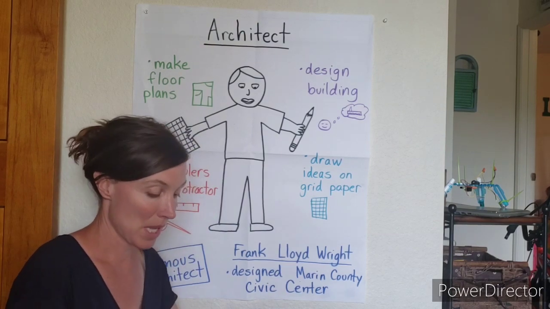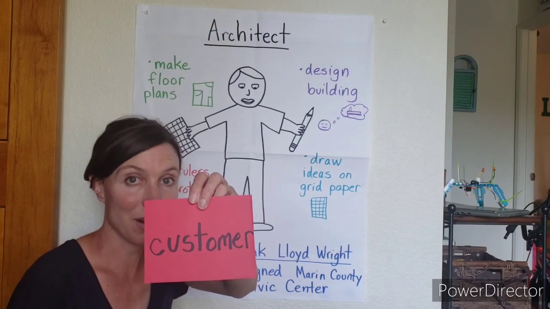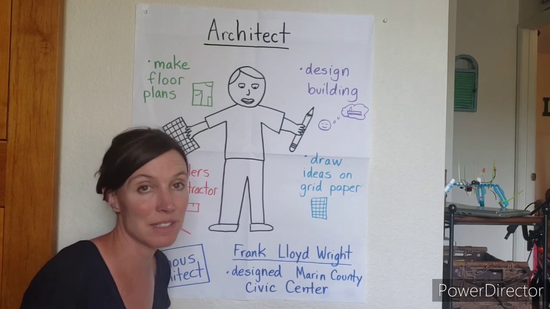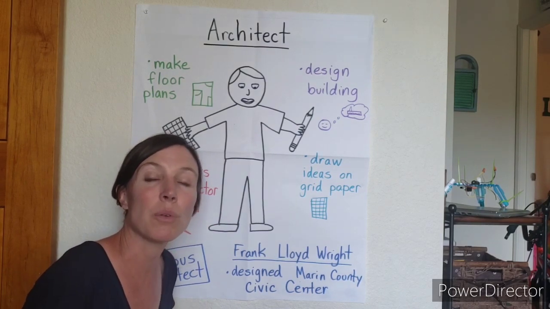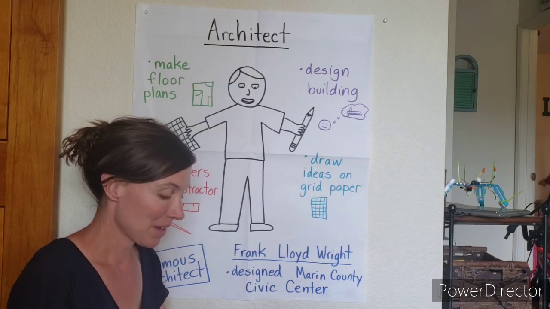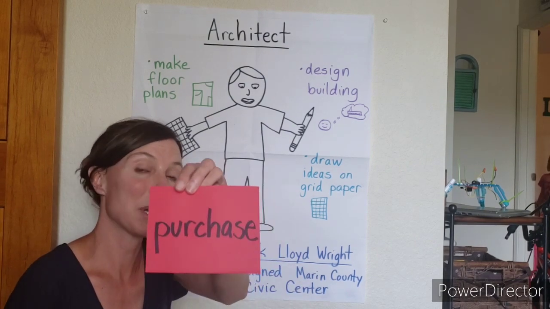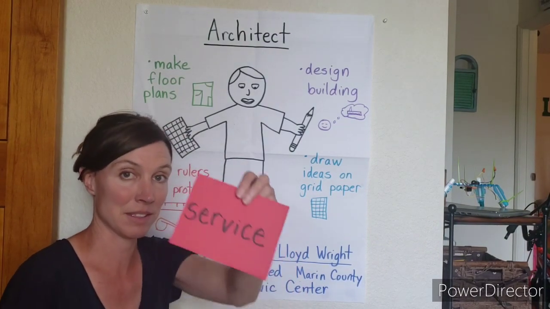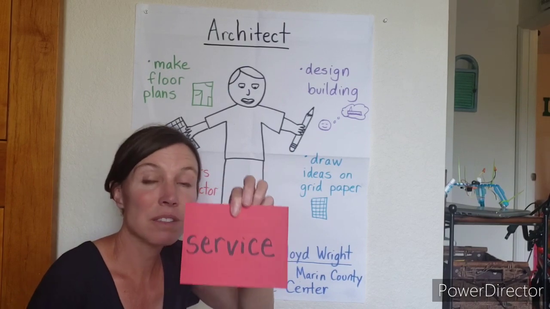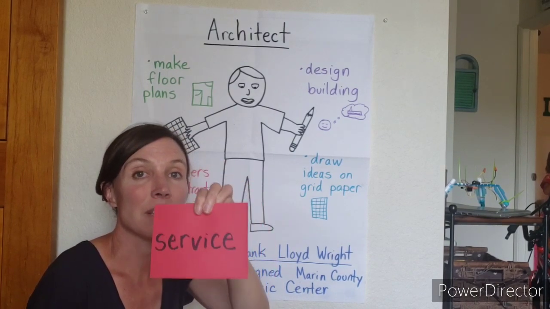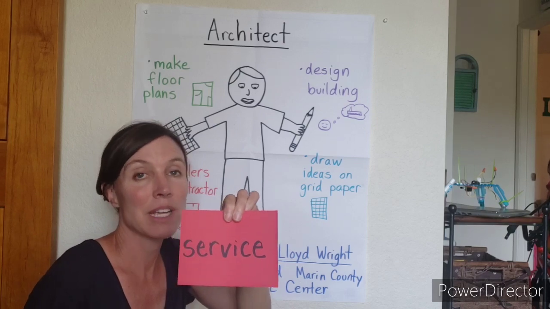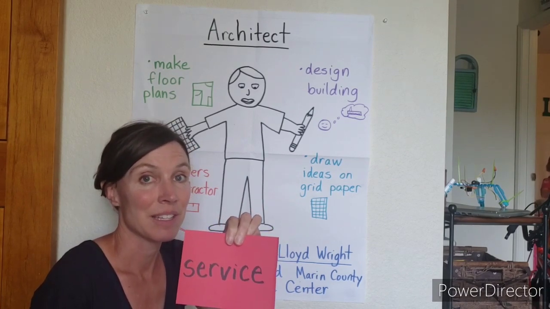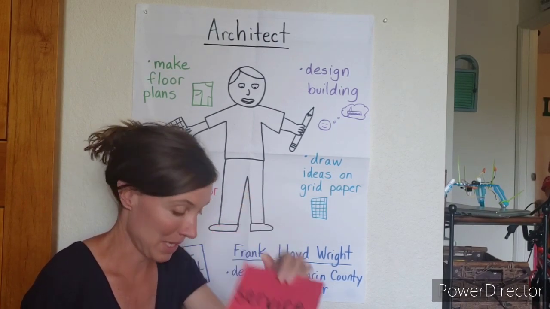So I'm about to go and be a customer at an architect company. I'm going to talk to some architects, and I'm going to ask them to design a building for me, and they're going to work with me and come up with a plan. Okay, so I'm going to make a purchase, and I'm going to purchase their services. An architect provides a service because they are designing a building for me. They're not making a good for me. They're doing something that I'm not really able to do that they're really good at. So I'm going to buy that service from them.